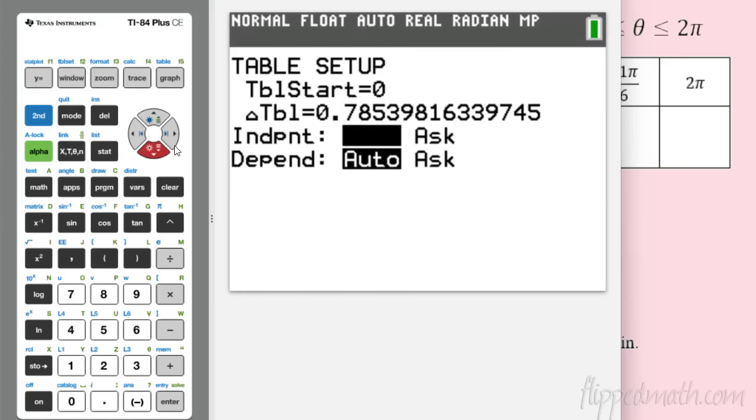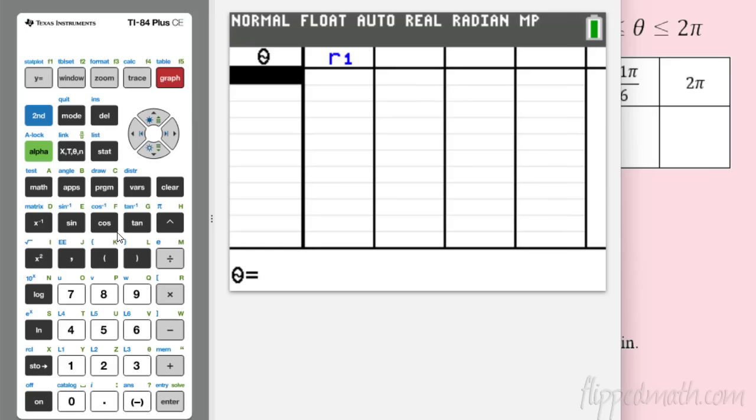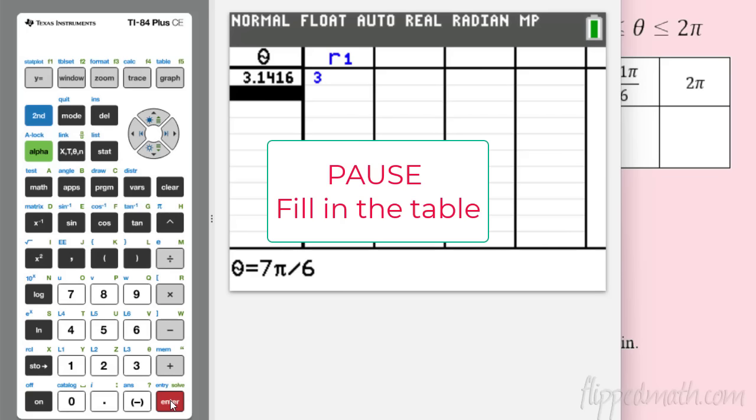Let's change it from auto to ask. We're going to ask it specific values. So we're going to go in here, and now we can ask it. We restricted this domain to pi as our start, to 2 pi. So for our very first one, you can just type in pi. It's going to tell you it's 3. Then type in 7 pi over 6, and that'll tell you the next one. Go ahead and fill in the table here.